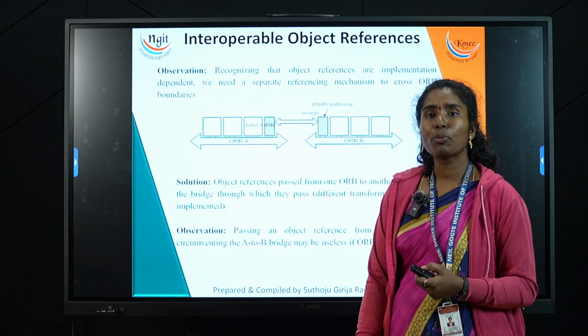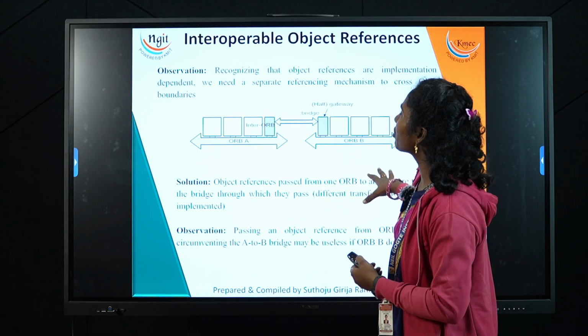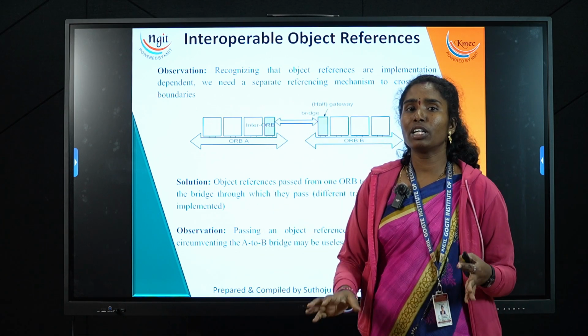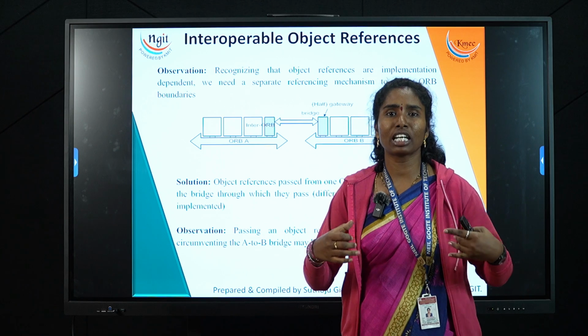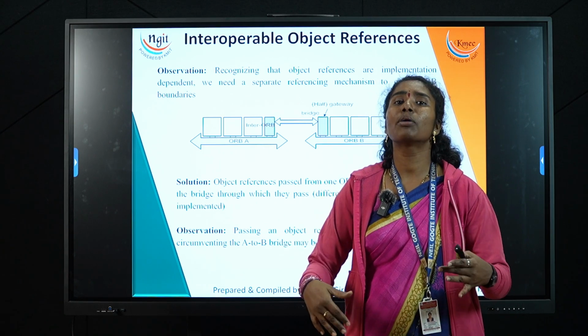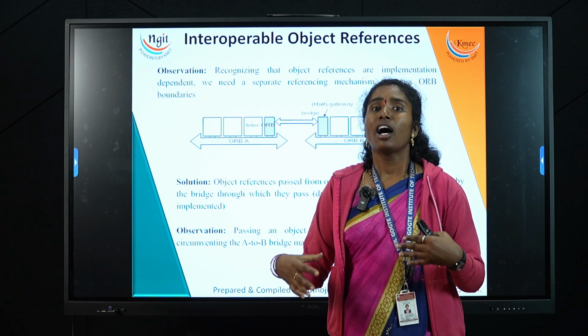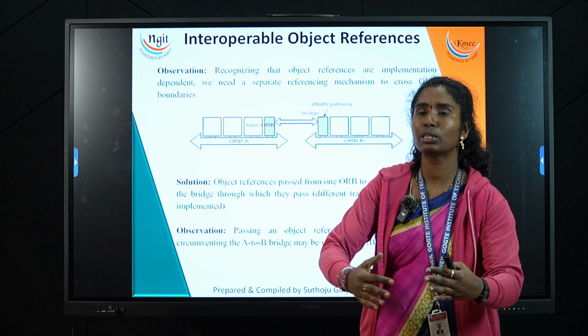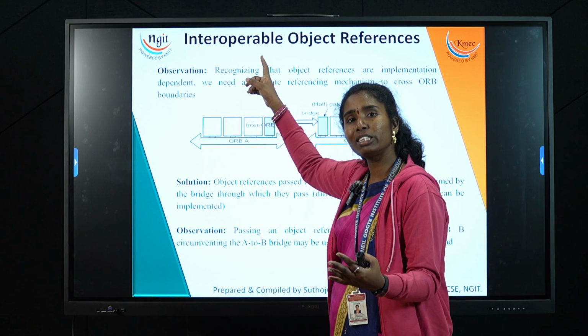Now, what is an interoperable object reference? An interoperable object reference is like what we just discussed about road transportation. On the road, which is provided for n number of vehicles, how the vehicles utilize that road is with respect to the interoperable object reference.